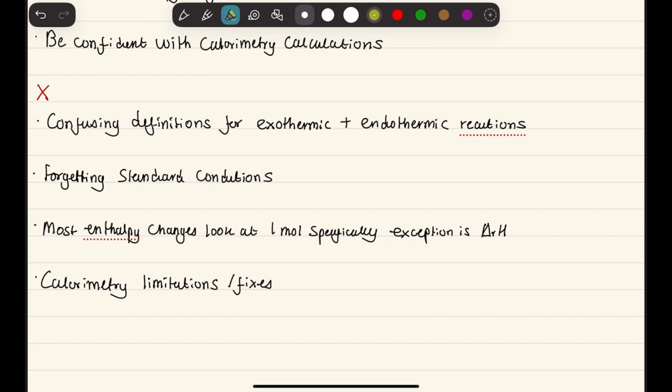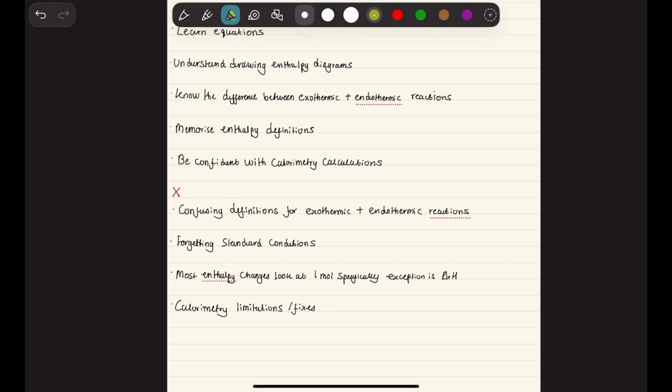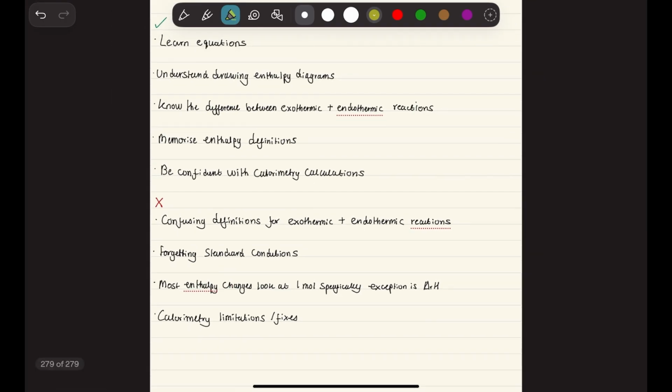That's why we had that little change when we did the question that I gave you there. Just make sure that you know the exception is the enthalpy change of reaction. So that's what we had to times by 2 as well. And then calorimetry, limitations, fixes, just know them. I feel like a lot of people don't. So if you do, it can set you a bit apart in the exams.